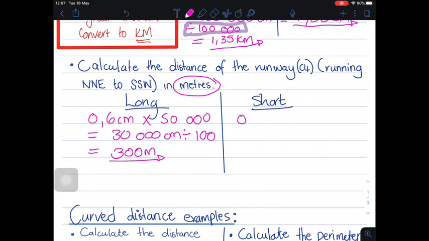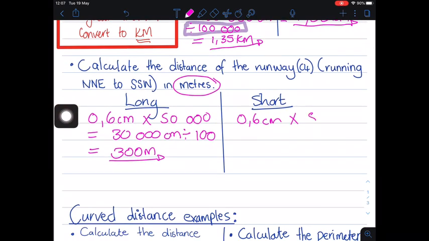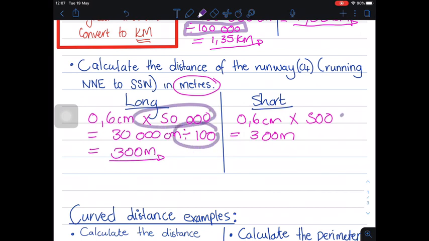The shortcut would be 0.6 centimeters, and we times that straight away by now not 0.5 because we want to use meters, but by 500. So 0.6 times by 500 gets me 300 meters. And again, we are not timesing by 50,000 and then dividing by 100. We're just skipping and going straight to timesing by 500 to get the same answer.